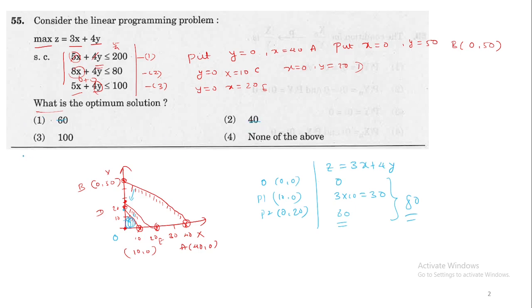But you see here, 60 is there, option 1 is not there, 40 is there, 100 is there. So we should have got 80 as an answer, but 80 is not there. Since 80 is not there, the answer is none of the above. So this is the answer for this question.